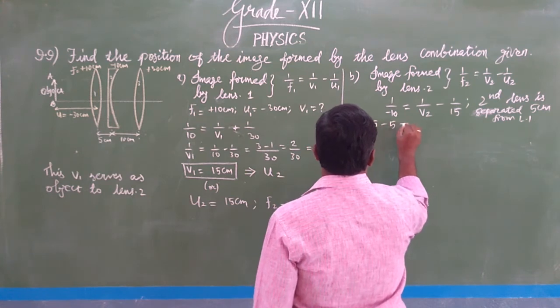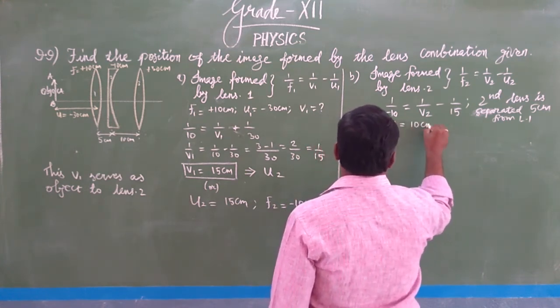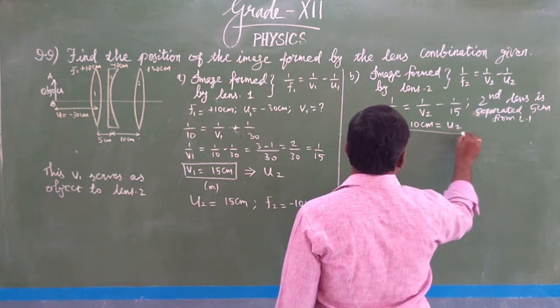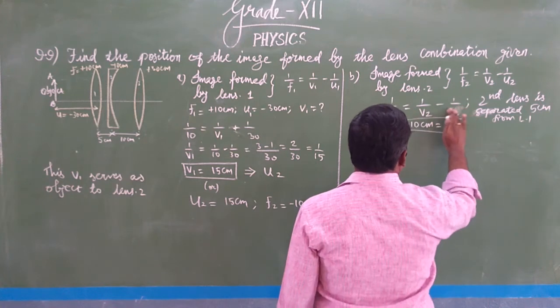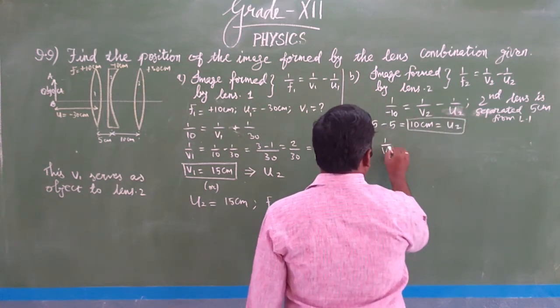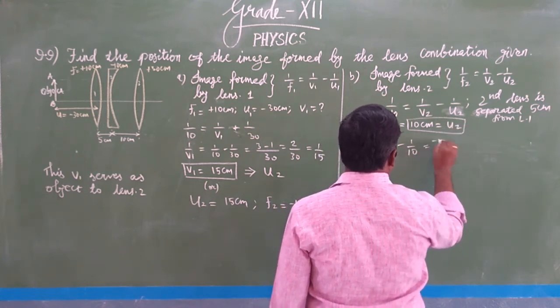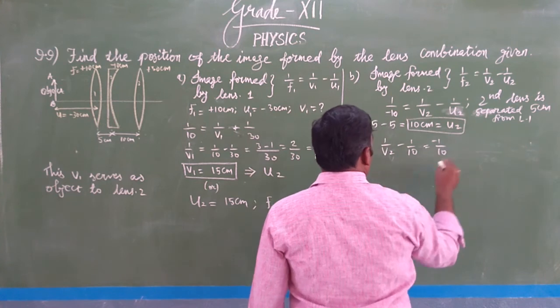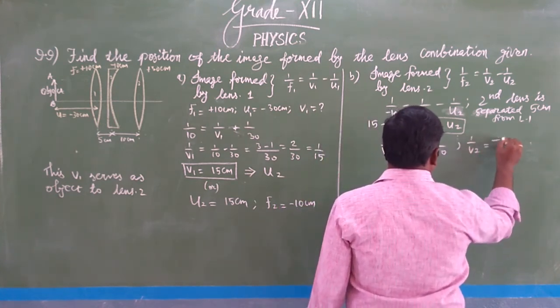15 minus 5 centimeter is equal to 10 centimeter. So this is the U2. Now we substitute. This is not a, this is U2 only. So 1 by V2 minus 1 by 10, which is equal to minus 1 by 10, or 1 by V2 is equal to minus 1 by 10.